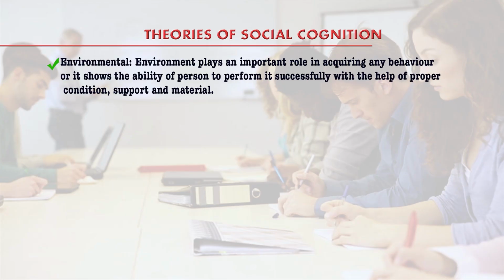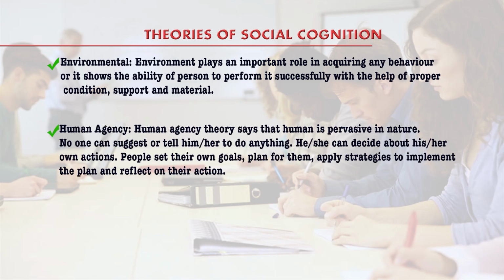Behavioral: if the individual performs any task which receives positive feedback, it motivates him or her to perform correctly. Environmental: you all know environment plays an important role in acquiring any behavior, or it shows the ability of a person to perform it successfully with the help of proper condition, support and material. Last but not the least, human agency. Human agency theory says that humans are proactive in nature. No one can tell him or her to do anything. He or she can decide about his or her own actions. People set their own goals, plan for them, apply strategies to implement the plan and reflect on their actions.